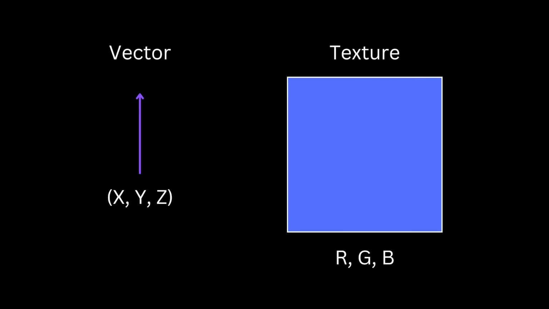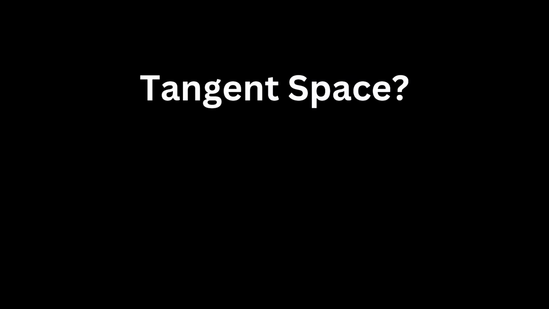Normal maps are textures that hold the normal vector data for each fragment of our mesh. It holds a vector's XYZ components in RGB channels. And generally these vectors are stored in tangent space. What is tangent space? Let's see with an example.